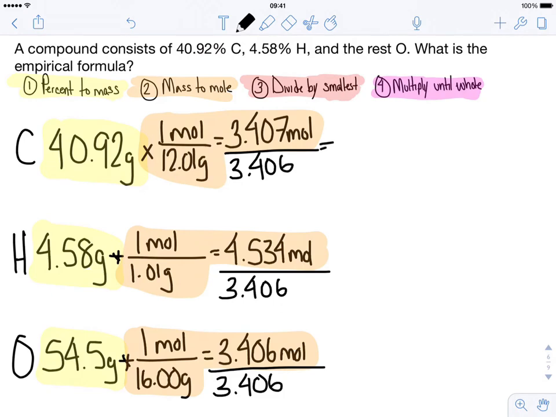Okay, let's see what we get. Now, of course, oxygen is going to be 1. When we divide this, we also get 1. And when we divide hydrogen, we get 1.3. Okay, so this was step 3: divide by the smallest amount of moles.